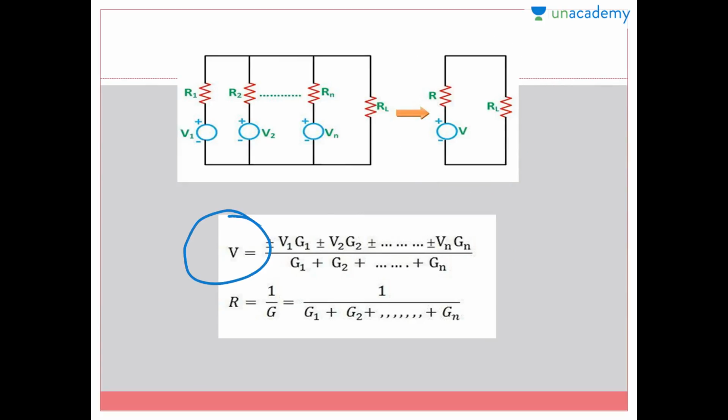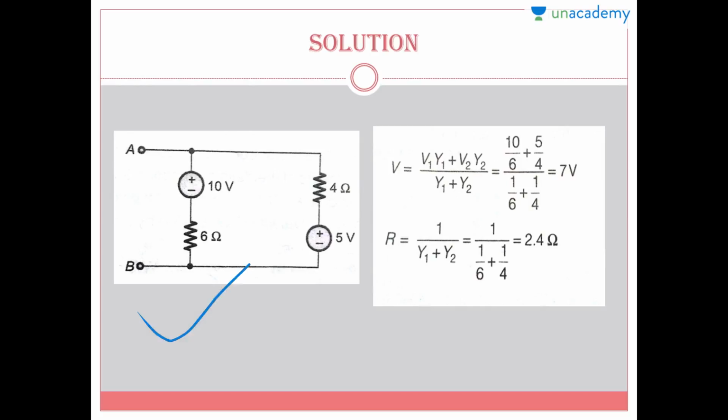So how to calculate the equivalent voltage? For that we'll write here V1 multiplied by the conductance G1. How to find G1? That equals 1 upon R1. And similarly for the second branch we'll write V2 into G2 till Vn into Gn, right? And in the denominator we'll add all the conductances, or you can write 1 upon R1 plus 1 upon R2 till 1 upon Rn. Conductance equals 1 upon R, and resistance equals 1 upon conductance.